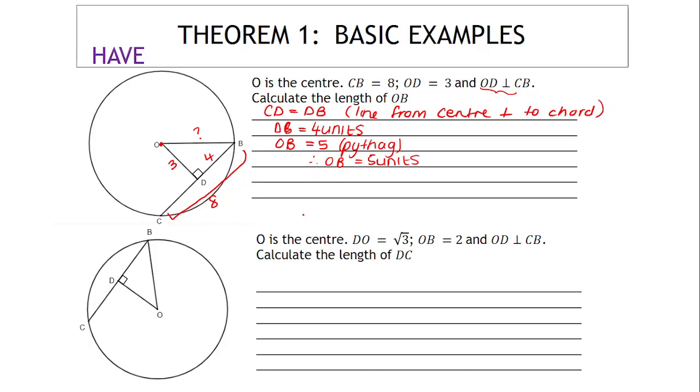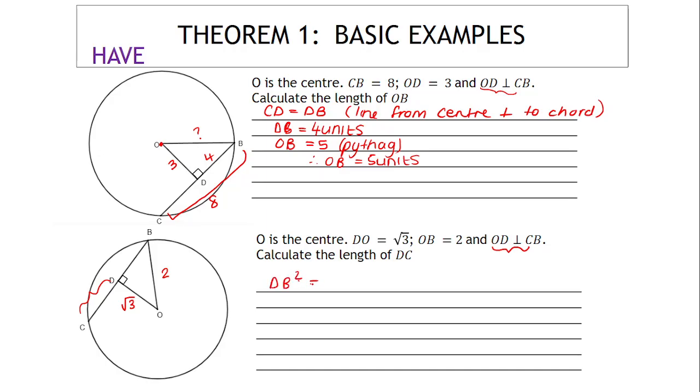O is the center. They've told us that DO is square root of 3, OB is 2, and they also told us that OD is perpendicular to CB. So we have a line from the center that is perpendicular to the chord. What does that do? It bisects the chord. They want us to calculate DC, which is just this length over here. So I first have to do Pythagoras. I've got to calculate DB.